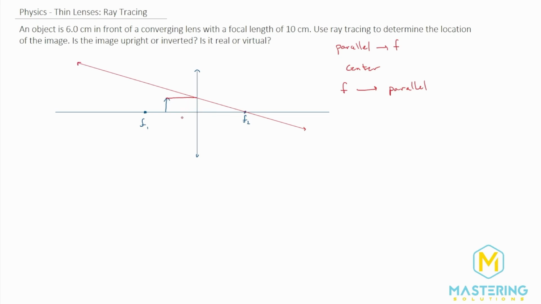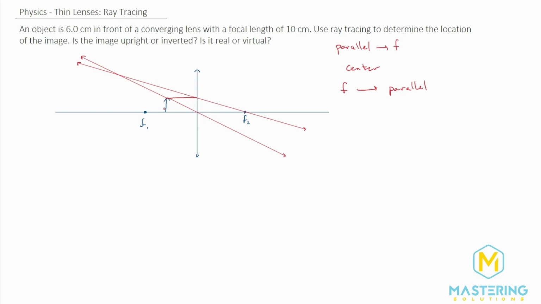And then now we're going to draw through the center of the lens. And so you can see the lines are diverging from each other because we're on the inside of the focal point for the converging lens. So we're going to do the same thing. We're going to extrapolate this line back as well. We'll do our best that we can. Looks pretty decent.